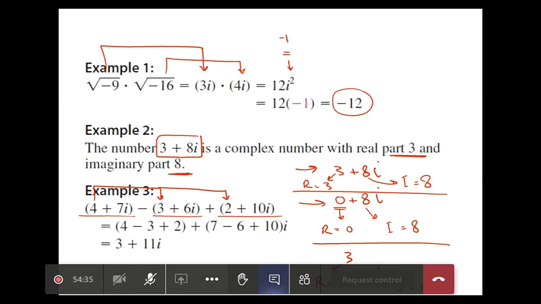4 minus 3, why minus 3? Because we have a negative, don't forget, put the negative inside the brackets. Okay, 4 minus 3, 1. 1 plus 2, so we have 3. And add and subtract the imaginary parts together. So we have 7i plus 6i plus 10i. Is this correct?